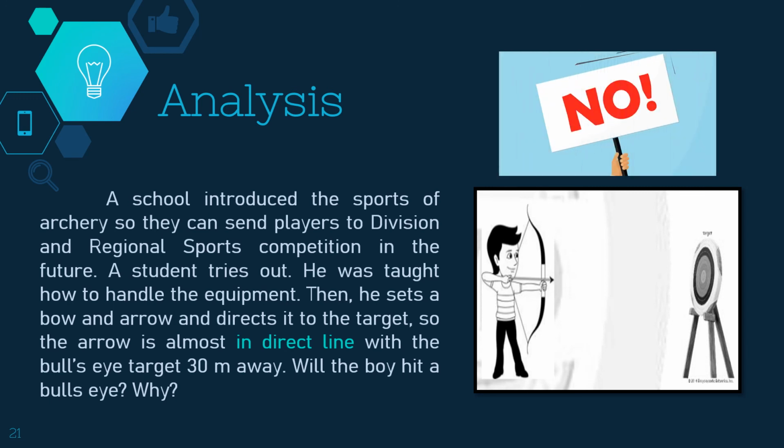Very good. The answer is no. If the boy directs his arrow in direct line with the bullseye, remember that there is the concept of pull of gravity or acceleration due to gravity. By directing the arrow in direct line with the bullseye, of course, there's a tendency for the arrow to move in a lower position than the target because of the influence of the pull of gravity. Therefore, the boy should aim at a higher angle in order for him to hit the bullseye. So that is the answer for this particular question.